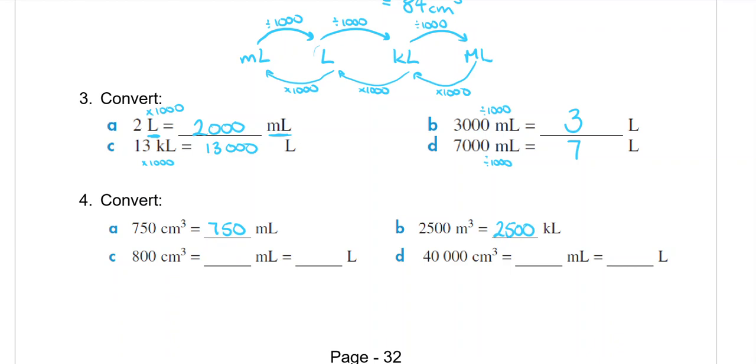In part C, we have to do 2 steps. My centimetres cubed will change directly into millilitres, but then I want to turn my millilitres into litres using my diagram up here. I would divide by 1,000. 800 divided by 1,000 is 0.8 litres. And for D, centimetres cubed are exactly the same as millilitres, so it's 40,000 millilitres. Then I need to divide by 1,000 to turn that into litres units, which will be 40 litres.